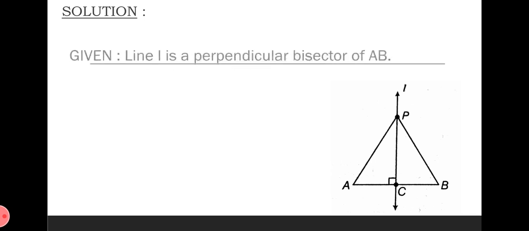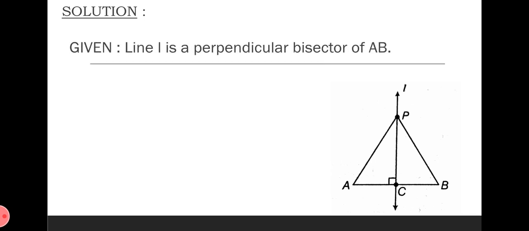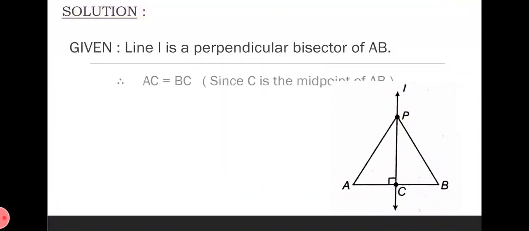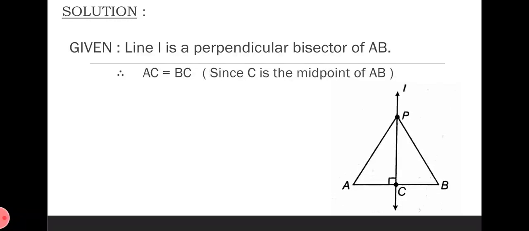For the solution, let's first see the given. It is given that line L is a perpendicular bisector of AB. Bisector means it divides the given line into two equal parts. You can see in the figure line L is a perpendicular bisector of AB. Therefore, we will get AC equal to BC because line L divides AB into two equal parts. So we write, therefore AC equal to BC, since C is the midpoint of AB.